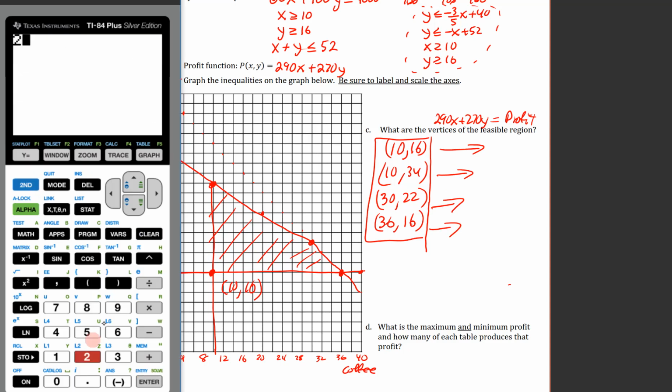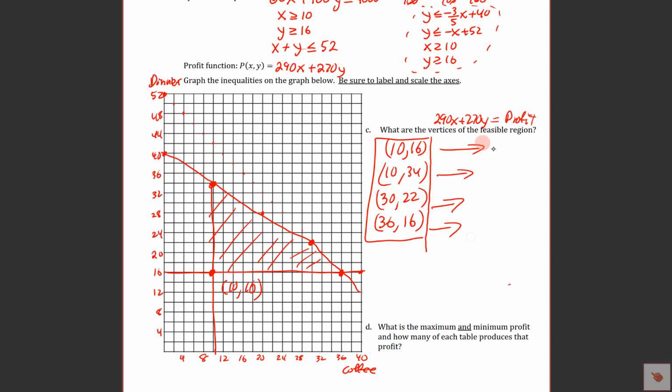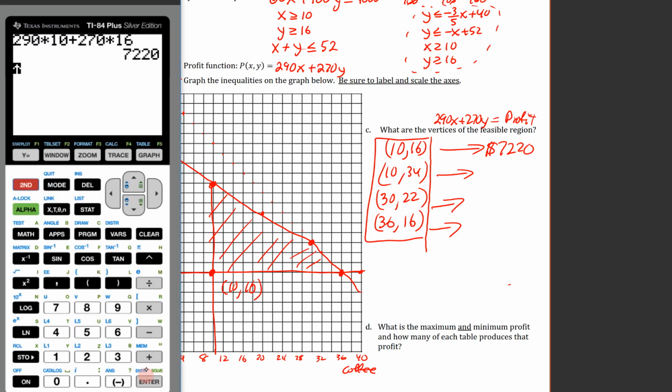So I'm going to grab that calculator, and I'm going to clear this off, and here's what we're going to do. We're going to do 290 times 10 plus 270 times 16. So again, what I'm doing here is I'm just plugging each one of those in here. So it's 290 times x is 10, and then 270 times y is 16. So we get this answer right here. So we get 7220, okay? 7220.